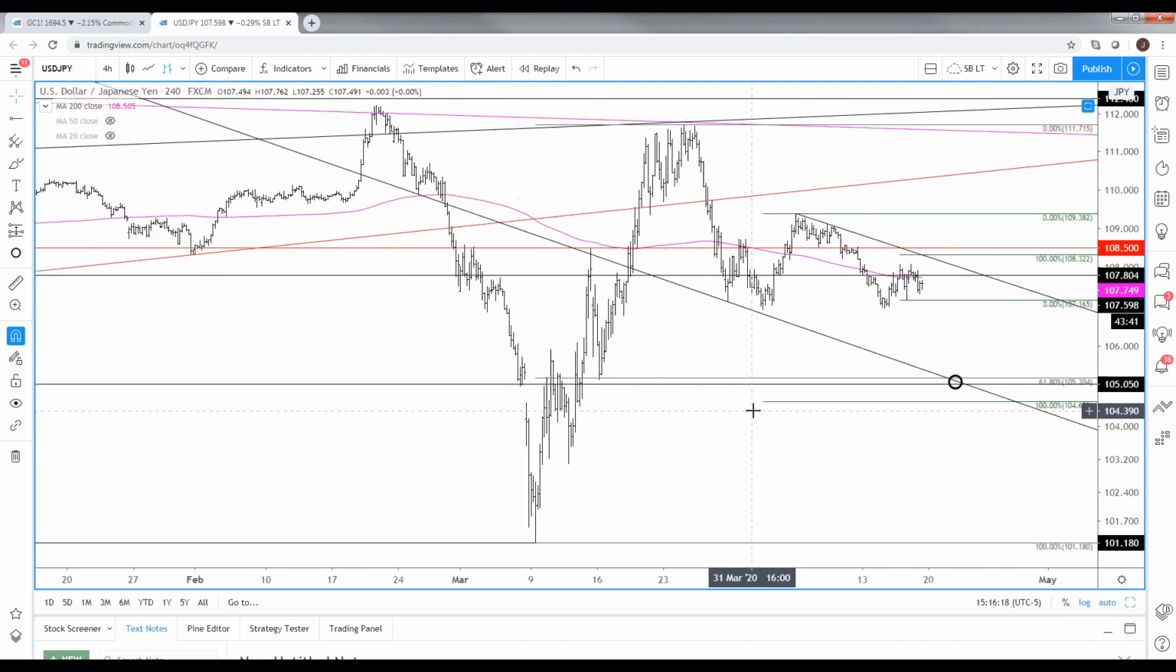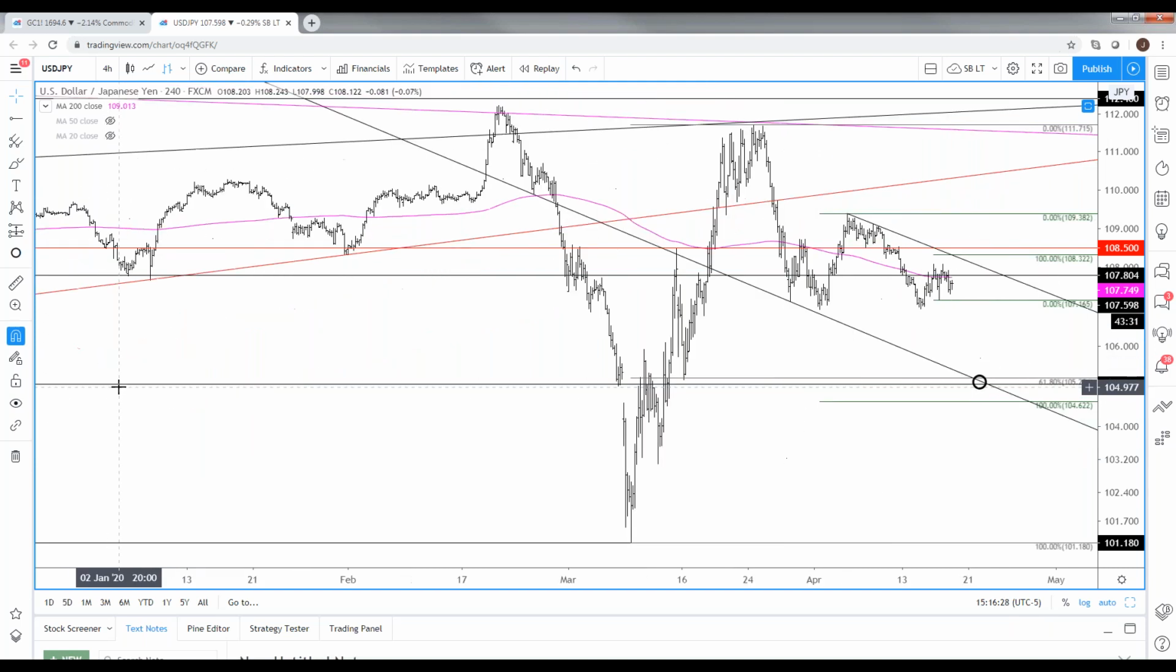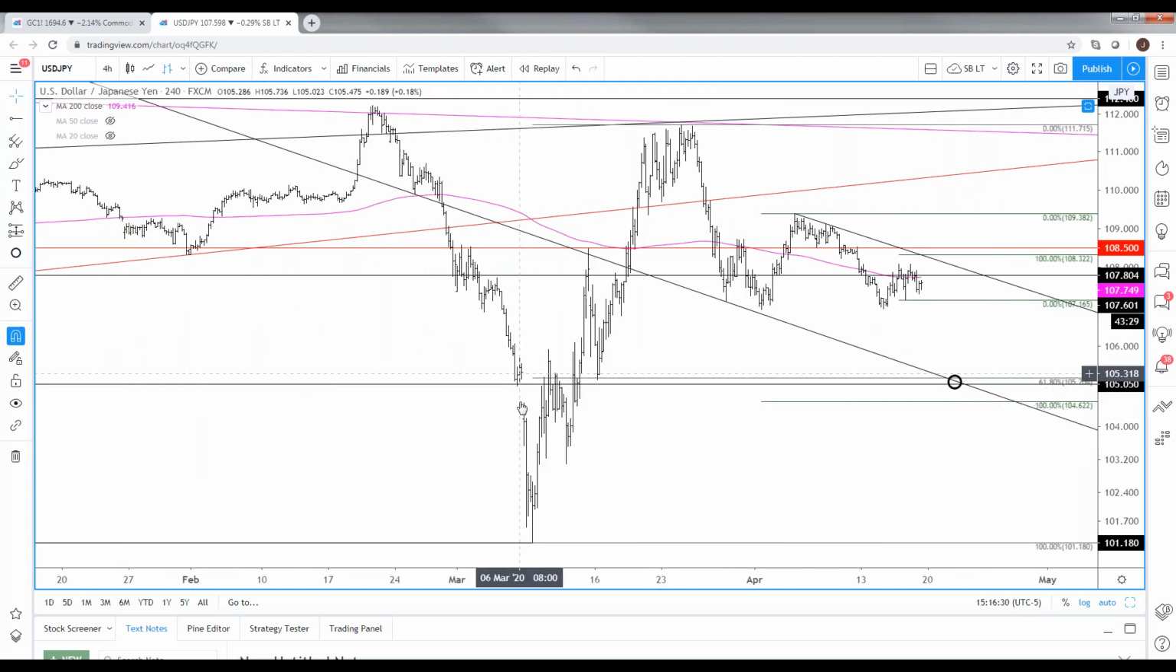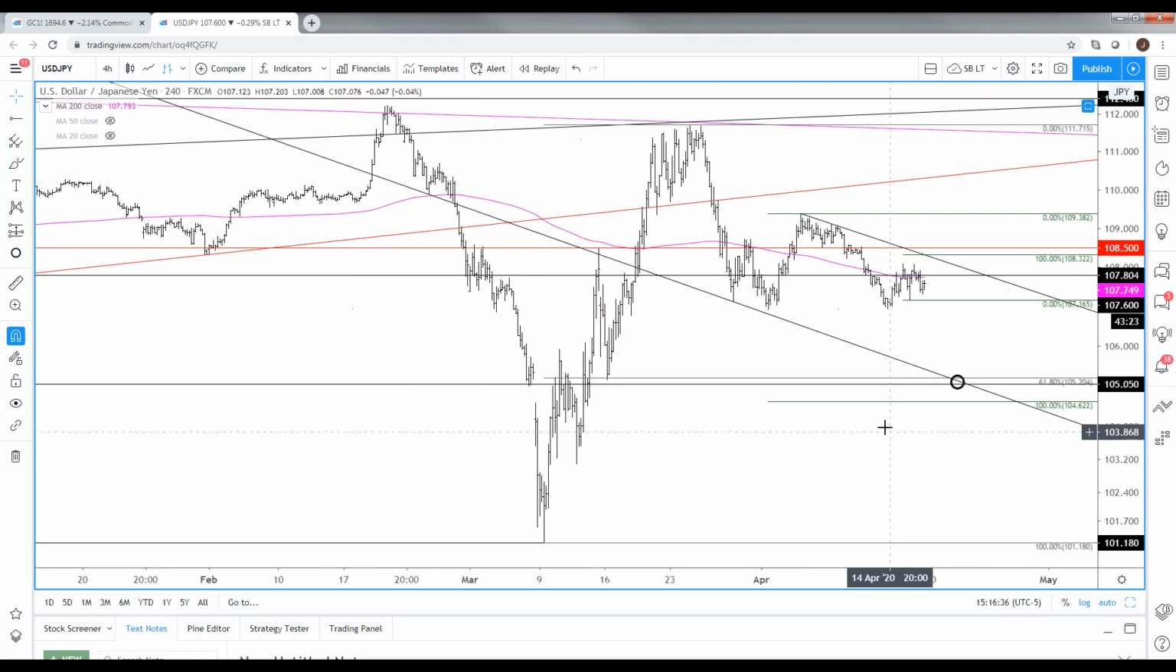And then next focus on the downside is the 105.05, 105.20 level, right? 105.05, you can see back to August. Clear level here, gap below, clear support here, 618 of the move up. So yeah, it's a big spot.